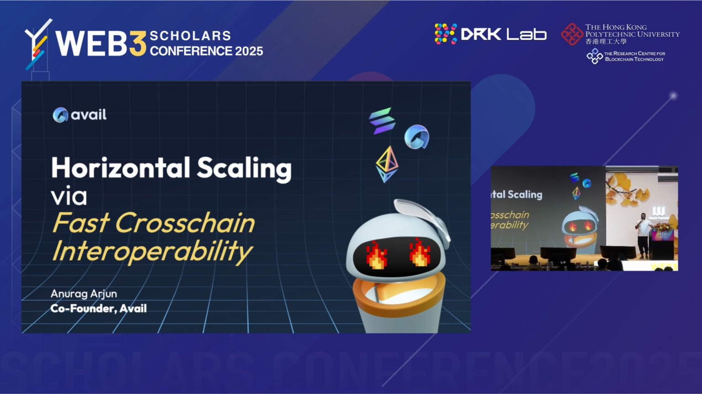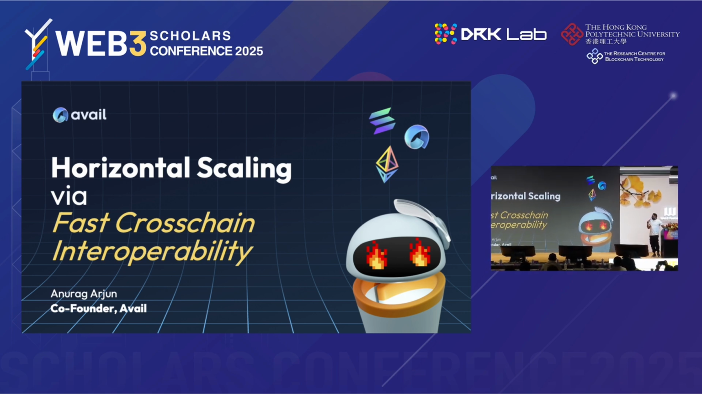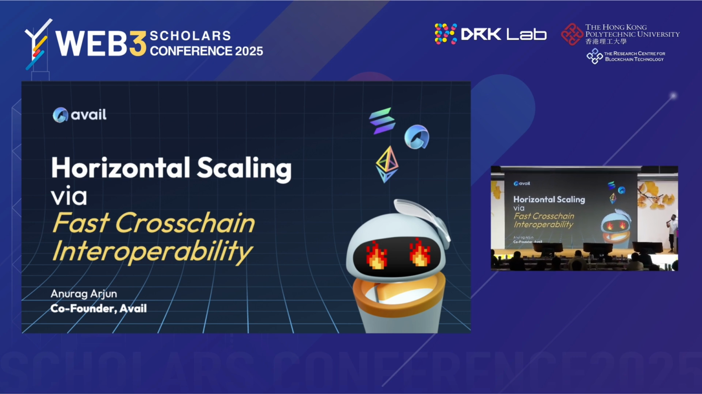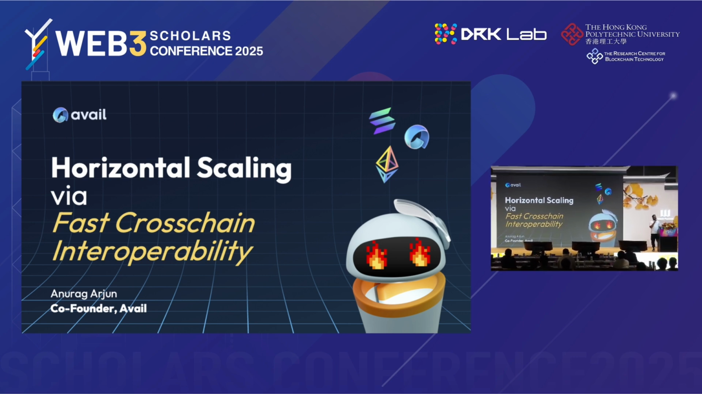I'm Anurag, co-founder of Avail. Today, I'm going to give a talk on horizontal scaling via fast cross-chain interoperability. So before starting, let me give you some context.